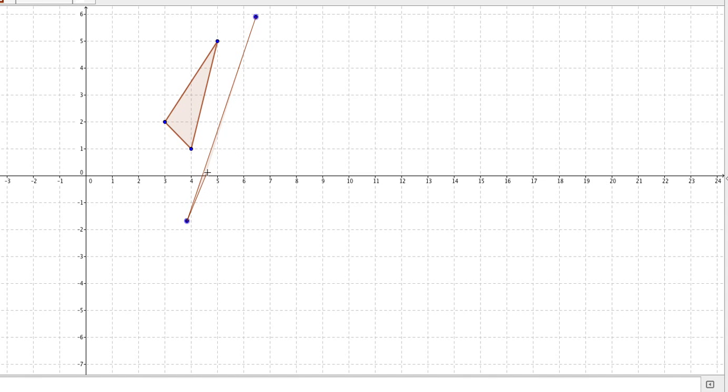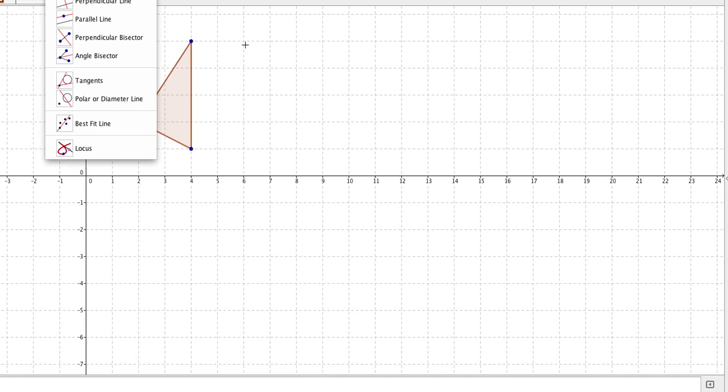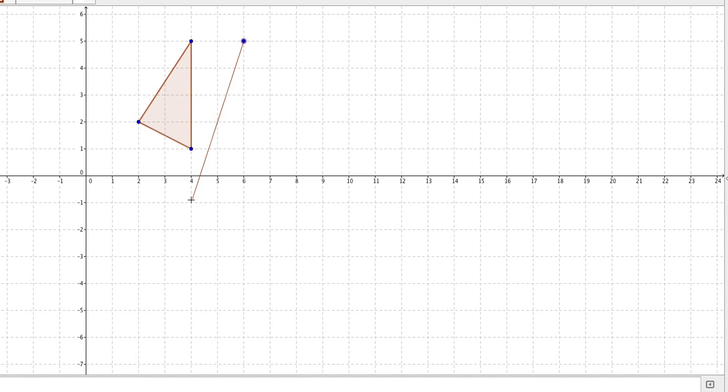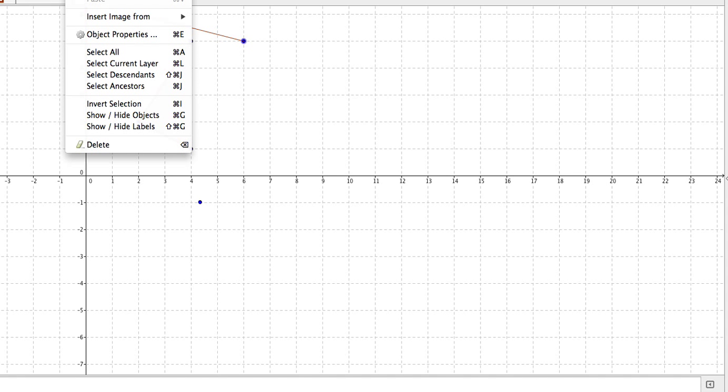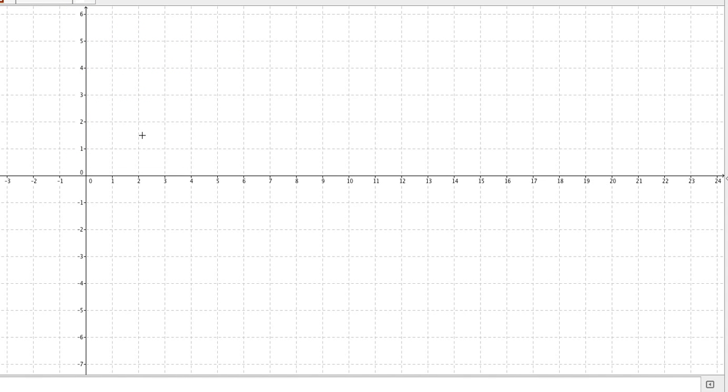Oops. Okay, I did that wrong. Let me redo that again. So you want your triangle. There you go. Okay, and you want to rotate it over a line. Let's say this is the line you want. Why is it still there? Okay, undo that again. There you go. Last time. I think I got this now.